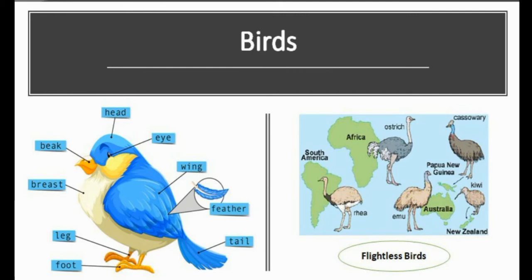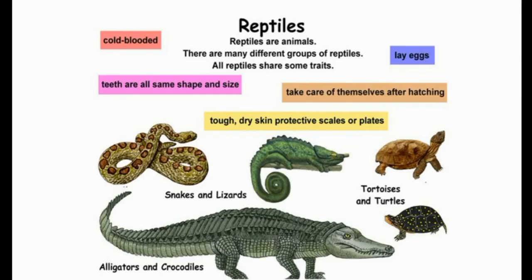Though all birds have wings, some are unable to fly. So they are flightless birds like the emu, ostrich, rhea, penguin, kiwi. These all are flightless birds. They cannot fly.